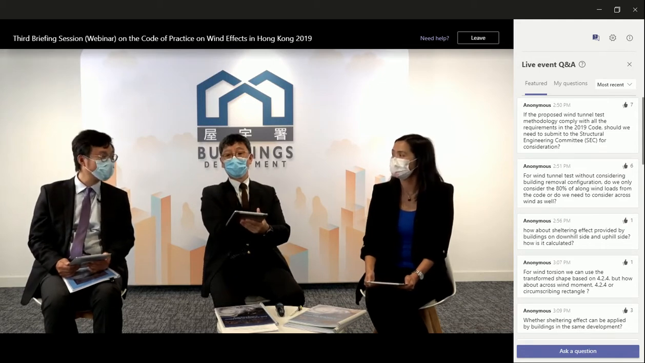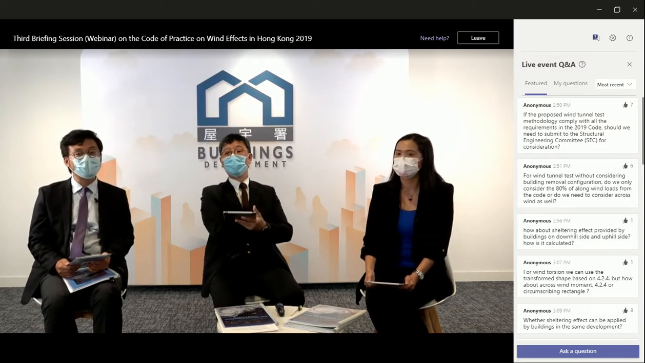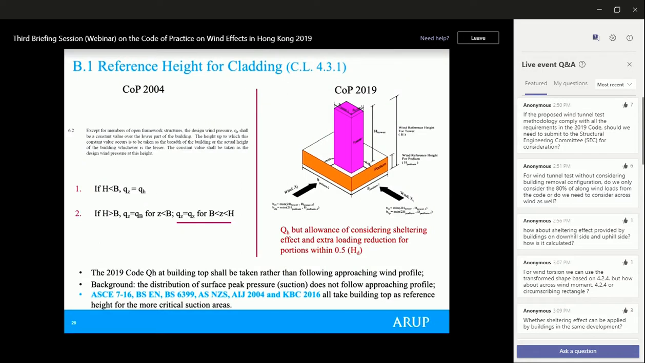I think this time, for the 2019 code, we have more clear and comprehensive guidance. With the tower sitting on the podium, and also relative to the location, whether it's sitting immediately on the edge of the podium or with quite a big setback, I think all can refer to clause 4.3.1 for the two different categories and conditions.